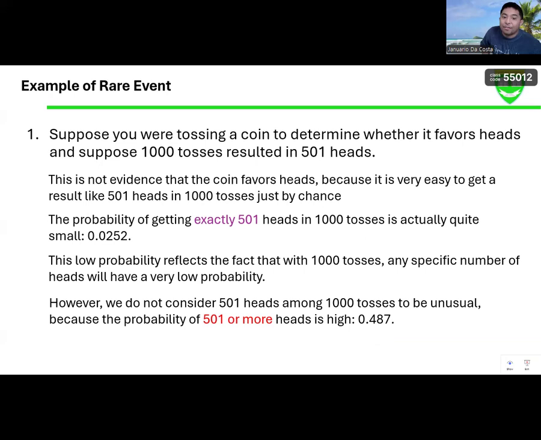Probability of getting 501 or more. Exactly or more.